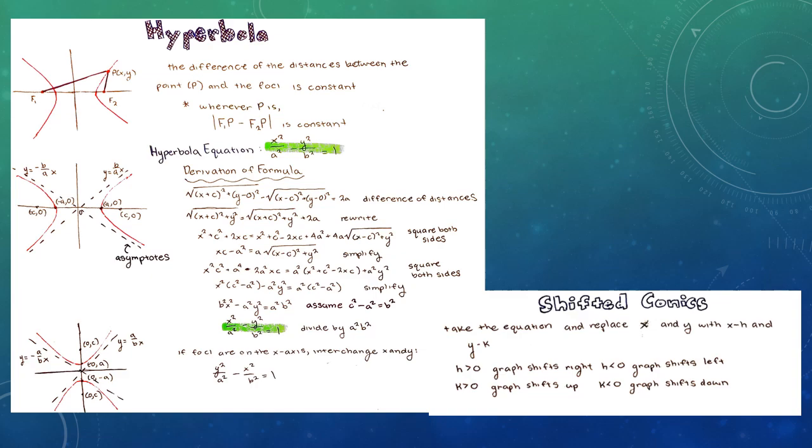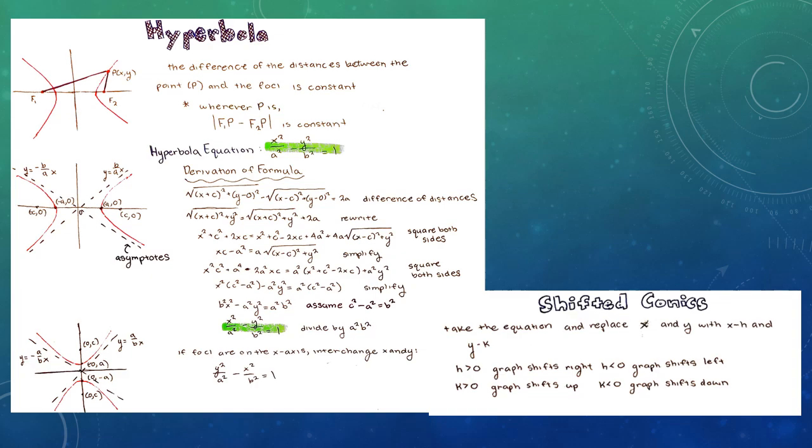So the final conic section that we'll be talking about is the hyperbola. The definition of the hyperbola is that the difference of the distances between a point P and the foci is always going to be constant. So that means that wherever P is located on the graph, the distance F1 to P minus F2 to P is always going to be constant. And we're going to take the absolute value of that, because if P is on the other branch of the graph, then it will still be constant if we take the absolute value.